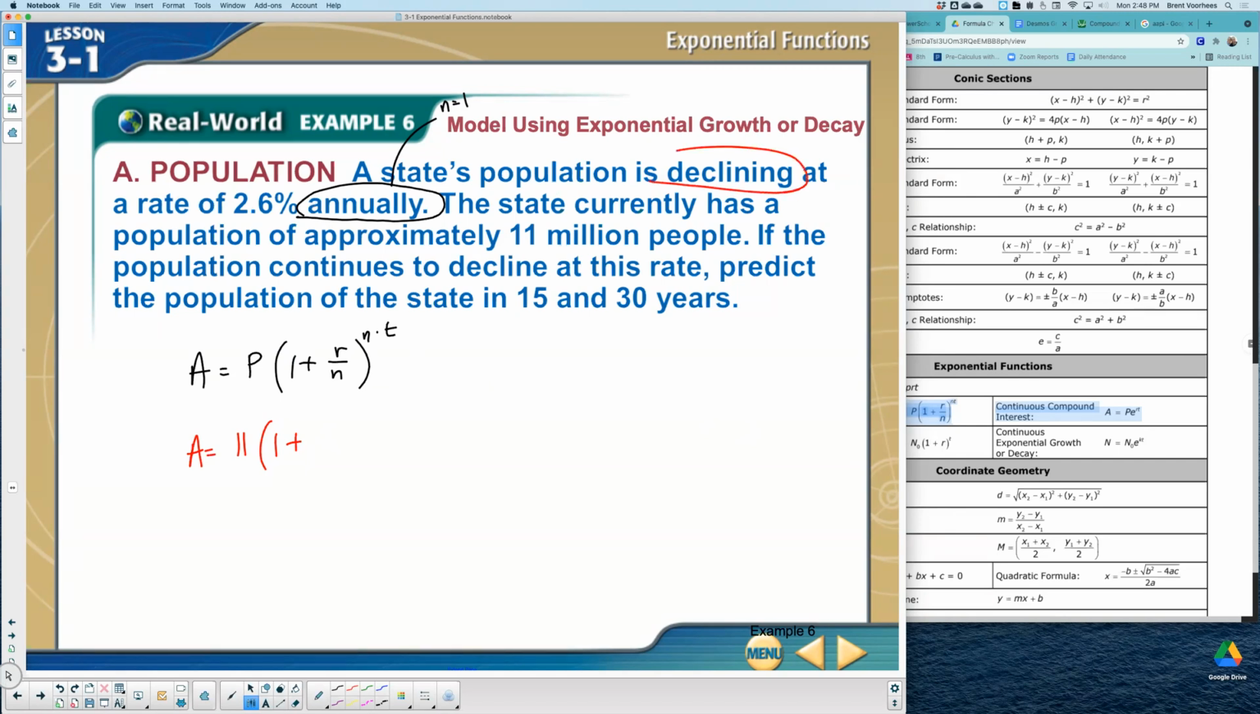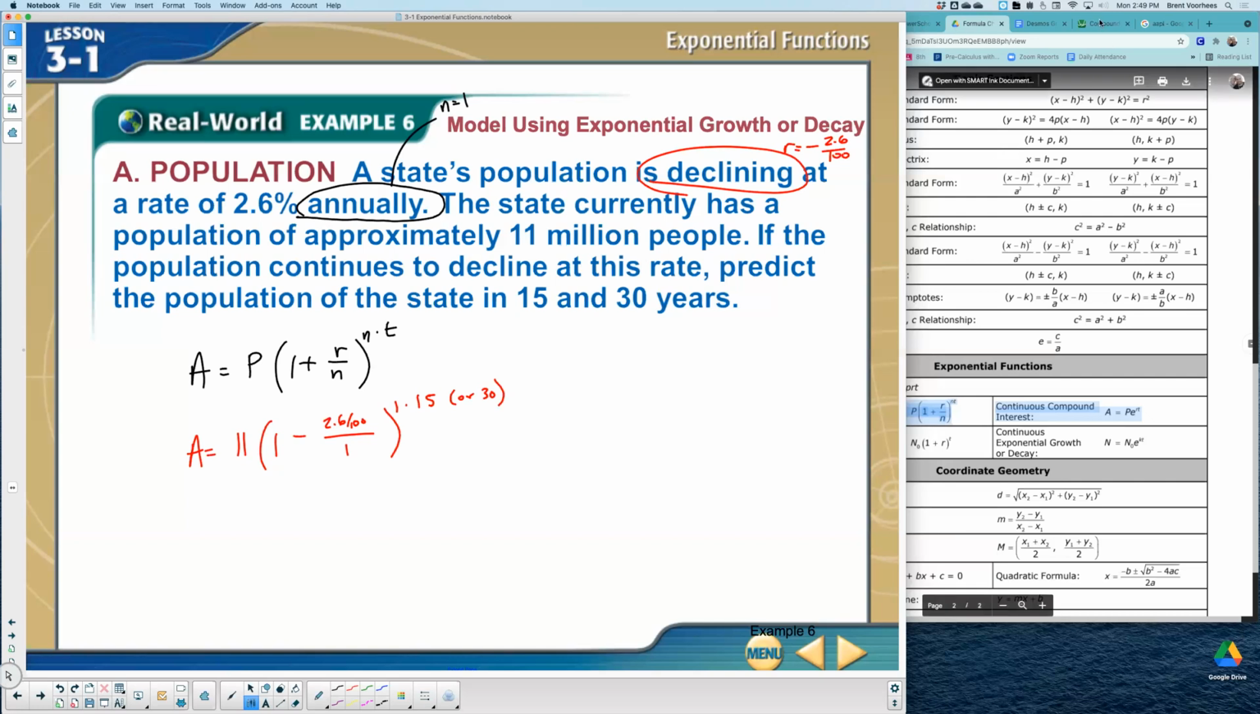It's declining. What does that mean about my rate? Negative. So it's going to be negative 2.6 divided by 100. So instead of a plus, I'm going to say minus 2.6 divided by 100. And you could put it over 1, or you could just not put it over anything. And then n is 1 times 15 or 30. So 15 first or 30 the second time.